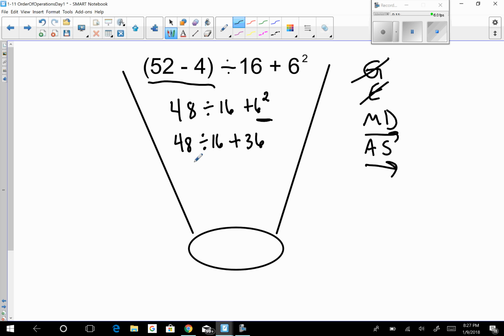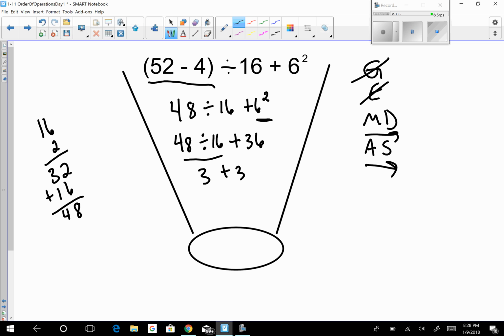Now we look, do we have multiplying or dividing? Yep, we got dividing right here. Underline it. 48 divided by 16. So let's see. 16 times 2, that's 32. Let's add another 16 there. 6 plus 2 is 8. 3 plus 1 is 4. Okay, so 16 times 3. So 48 divided by 16 is going to be 3.